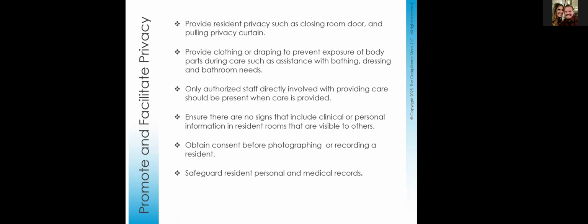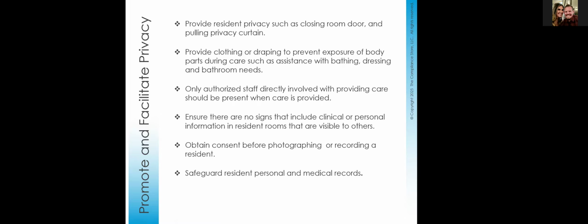As far as facilitating privacy, we will provide resident privacy such as closing the door or pulling a privacy curtain, although all of our rooms are single patient, so there is no privacy curtain. We'll provide clothing or draping to prevent exposure of body parts during care, such as assistance with bathing and dressing. Only authorized staff directly involved with providing care should be present when care is provided. Ensure there are no signs that include clinical or personal information in the resident rooms that are visible to others.